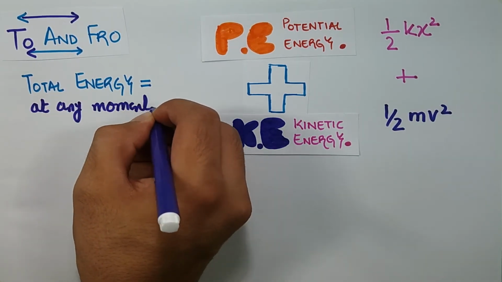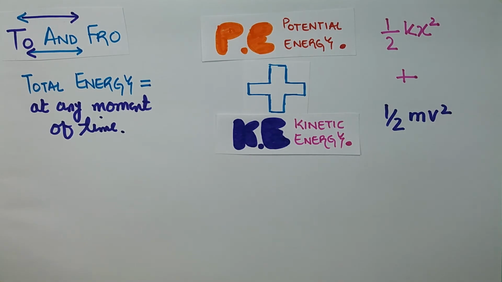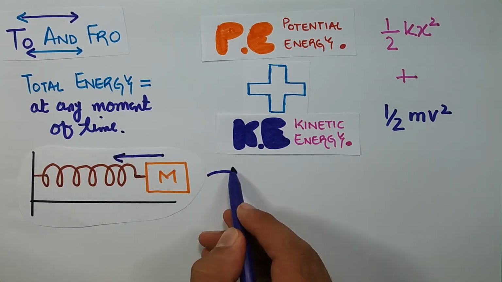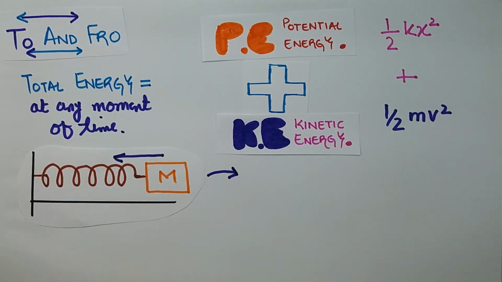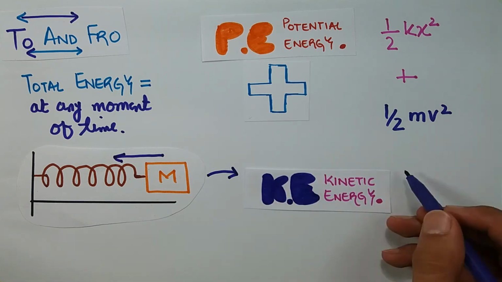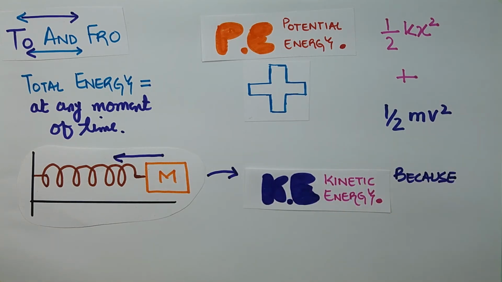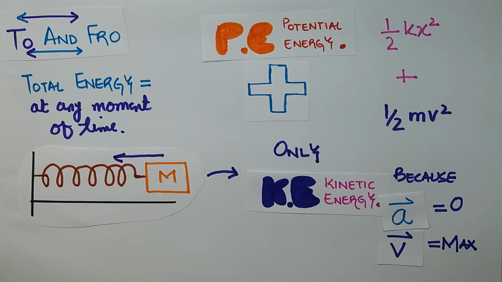Now as stated earlier, as the body reaches its equilibrium position, it only has kinetic energy, because according to the formula, kinetic energy is the product of half of the mass into the square of the velocity, and it has maximum velocity as it reaches its equilibrium position.